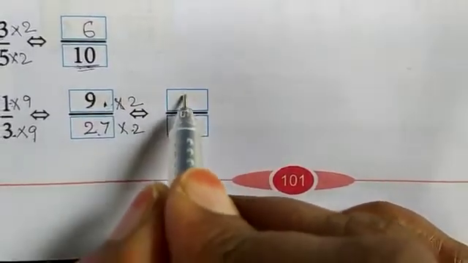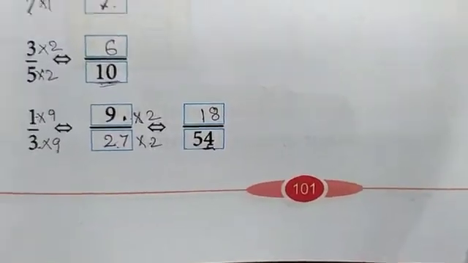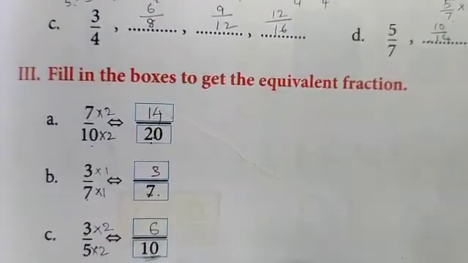9 2s are 18. Understood children? In this way we can find the equivalent fractions.